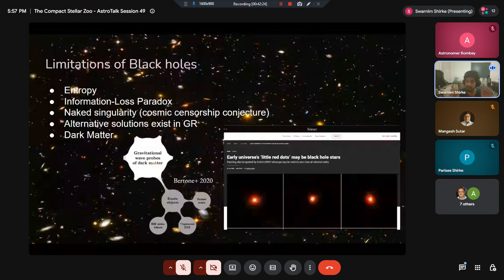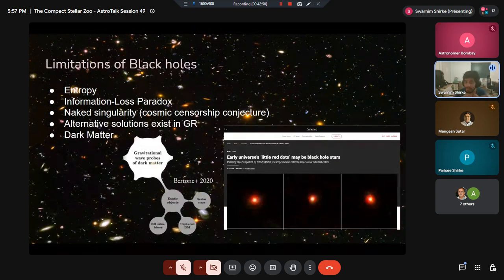So there's still confusion, and one of the leading explanations is that these might be related to black holes in the very early universe, right? So there are certain fundamental physics problems related to entropy. There is this information loss paradox about black holes, whether you can have a singularity and not have an event horizon, whether that is allowed.